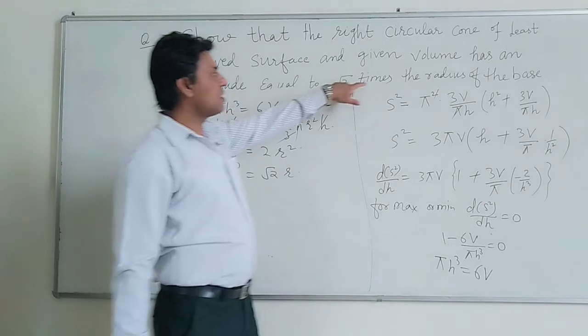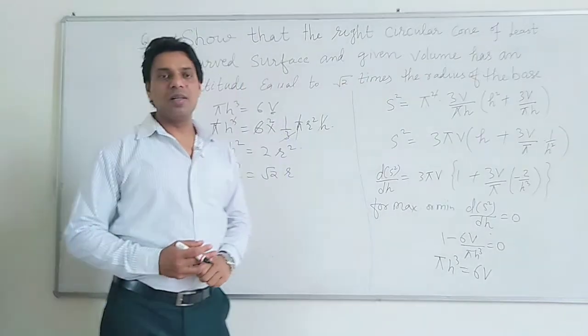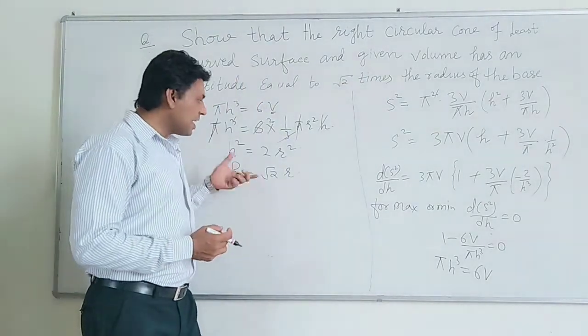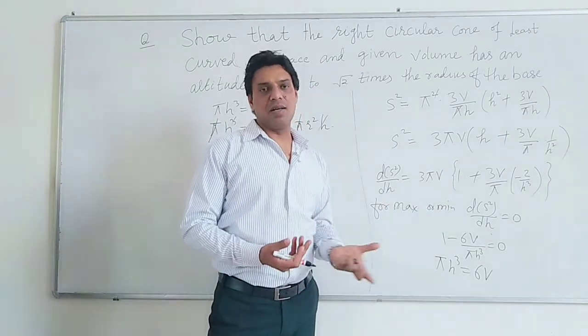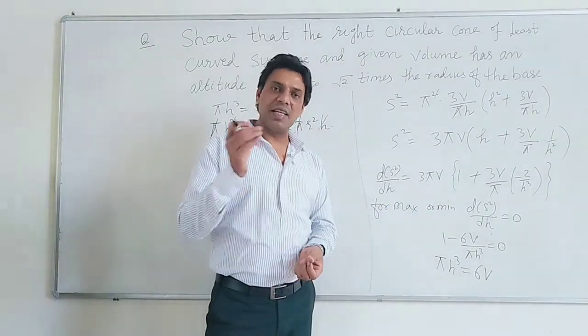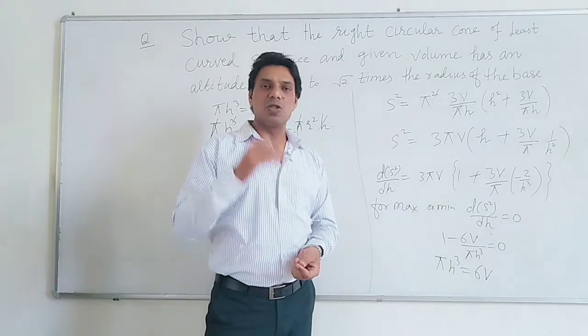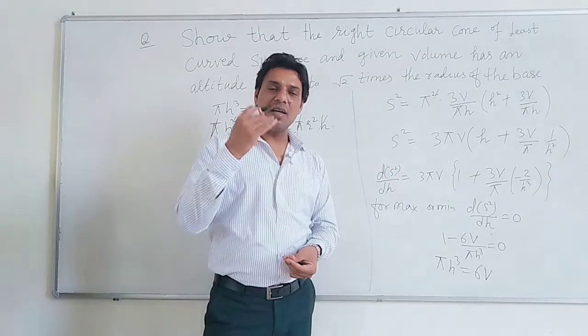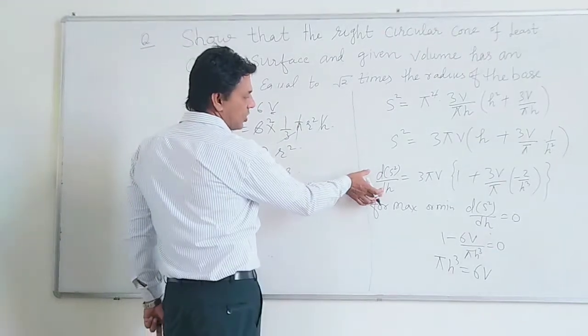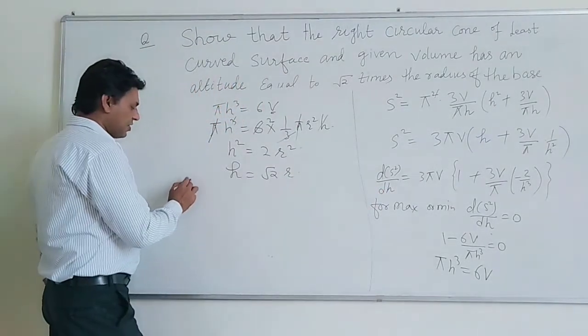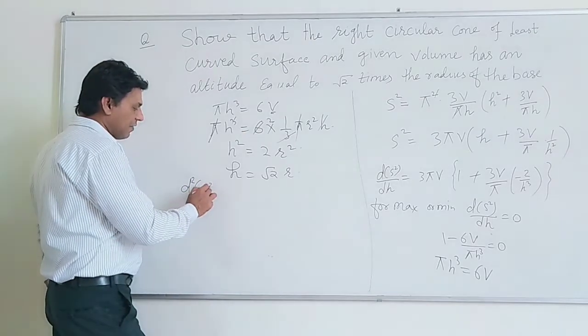So the condition has come, but the question is not completed, because you have to show that there is a minimum, since it can have a maximum or a minimum. You are not confirmed whether it is a maximum or a minimum. To confirm it, you have to do the second differentiation. This is the first derivative, so we will differentiate it again, that is, the second derivative.